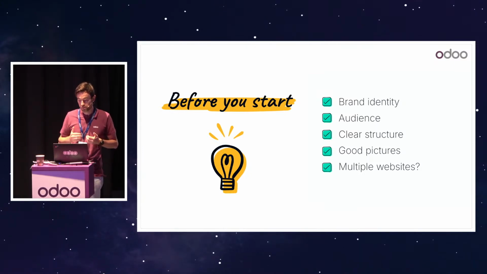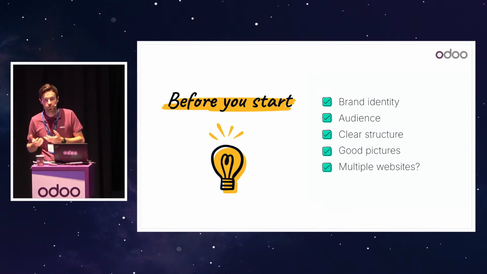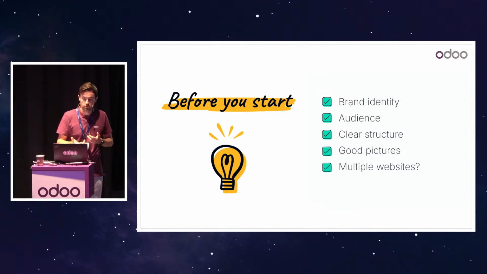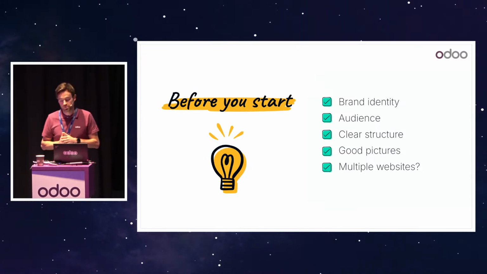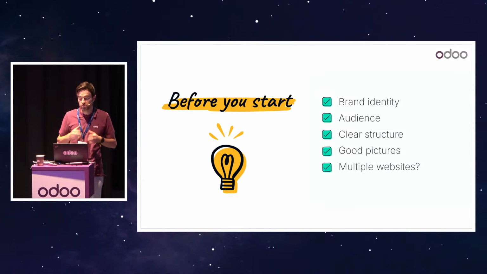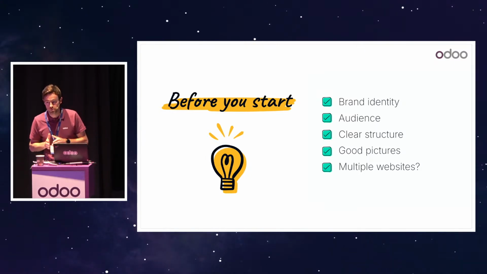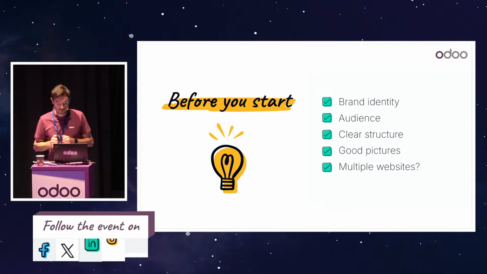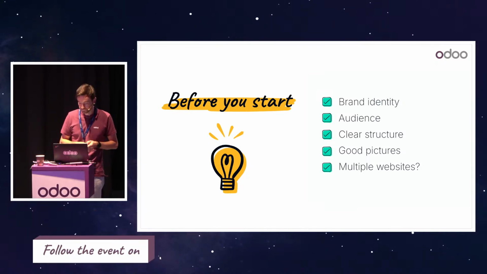Then the structure. In terms of design, you have to know upfront the structure that you will have. You need to know which pages you will create, which menus, etc., to avoid going in all directions. But also in terms of product, in terms of data. Your product catalog has to be ready, clear and logical for your customers. So moving to an Odoo website is an opportunity for you to clean your product catalog.